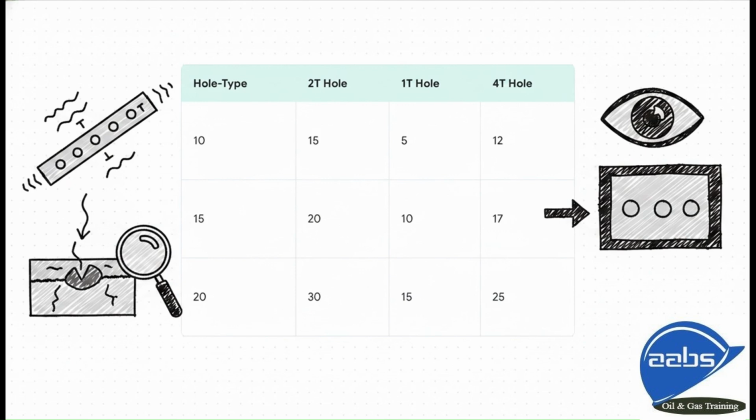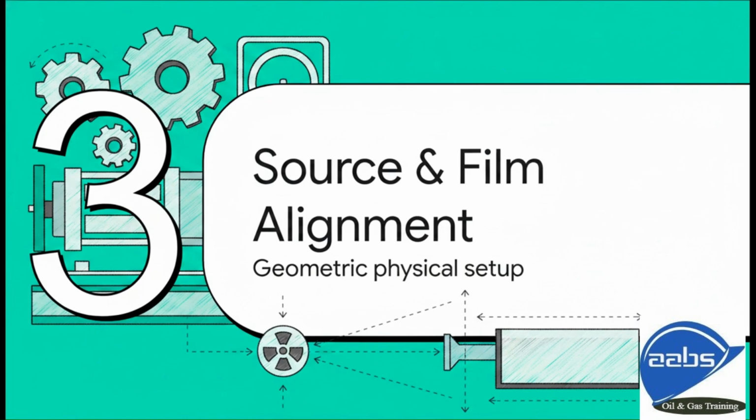Take a look at the required equivalent hole type sensitivity in this table. Based on the hole type designation on the left, you actually have to be able to visually identify the corresponding 2T, 1T, or 4T holes right on your radiograph. If you can't see the designated essential hole, your setup simply isn't sensitive enough to catch tiny, critical defects in the actual weld. The verdict? You gotta reshoot it.